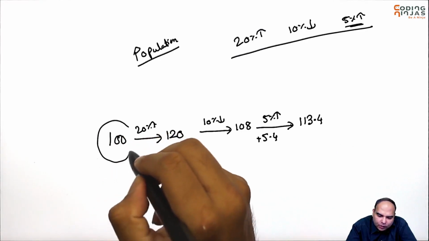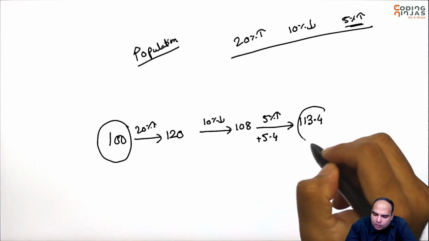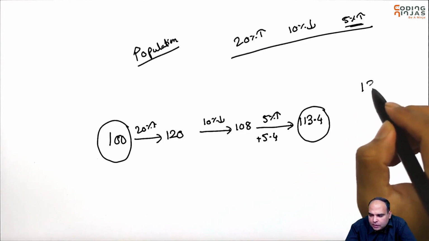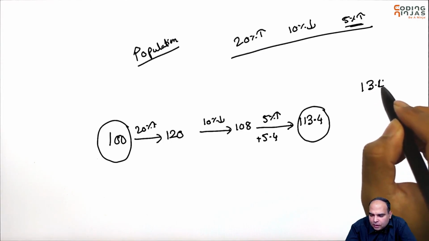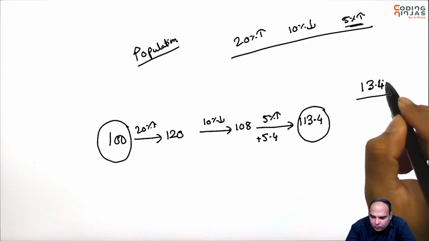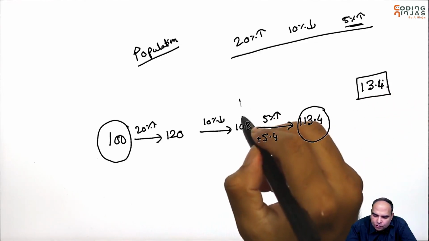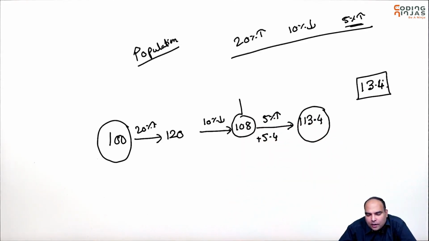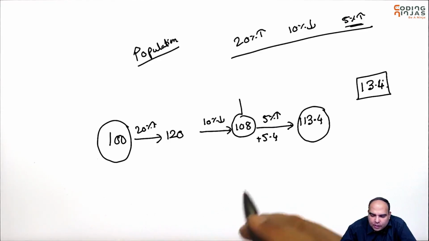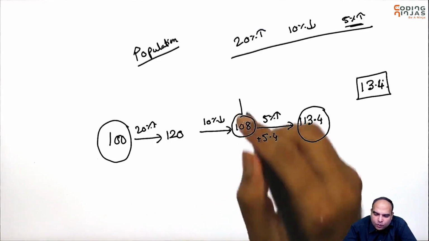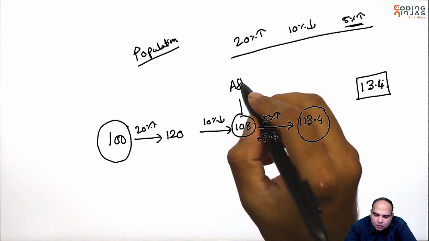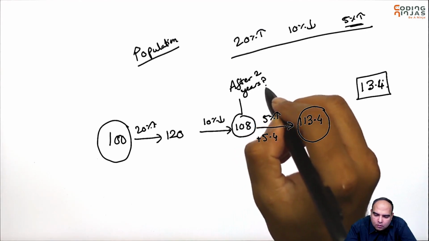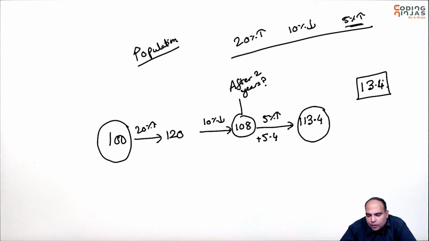So if you just ask this question, what is the percentage change in the population over 3 years, then you can see the answer as 13.4. But if an intermediate value is going to be important, for example, there are two ways in which it could be important. I could ask you this question, what is the percentage change in the population after 2 years?